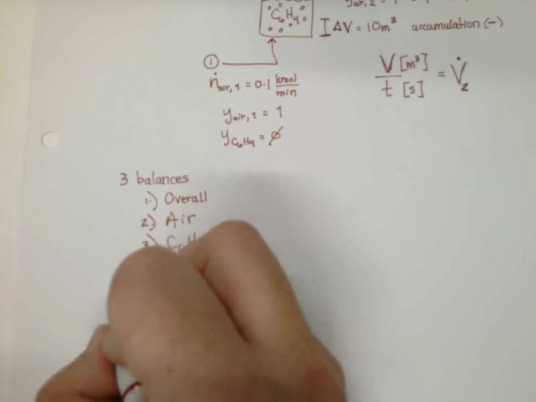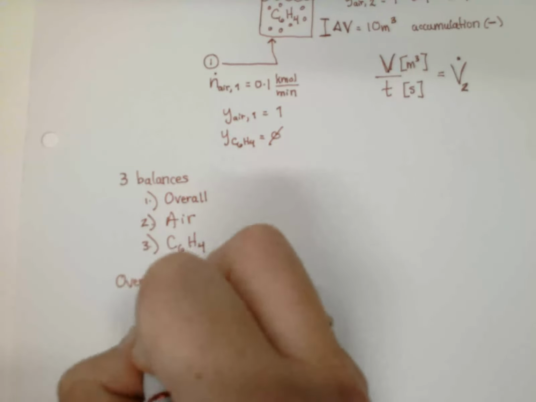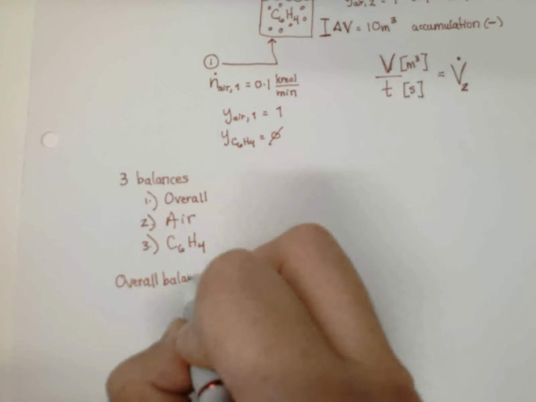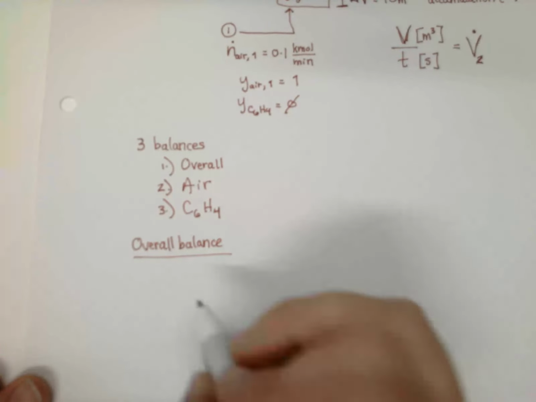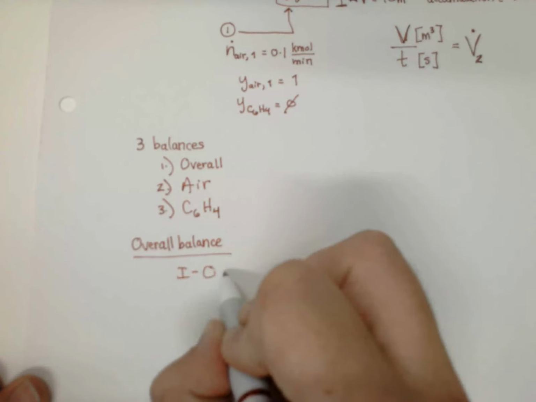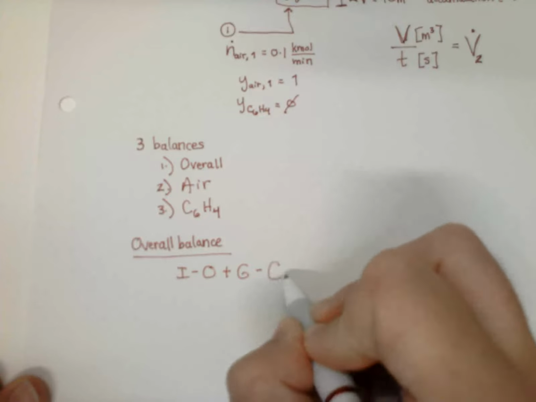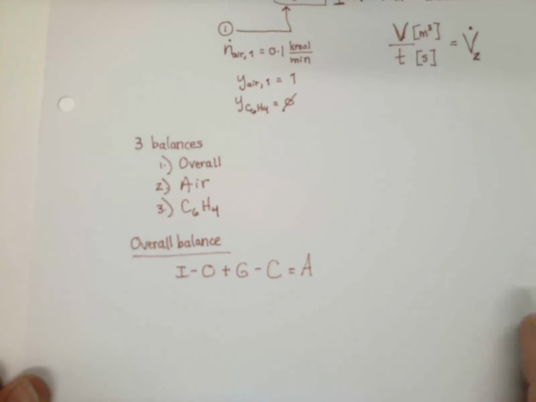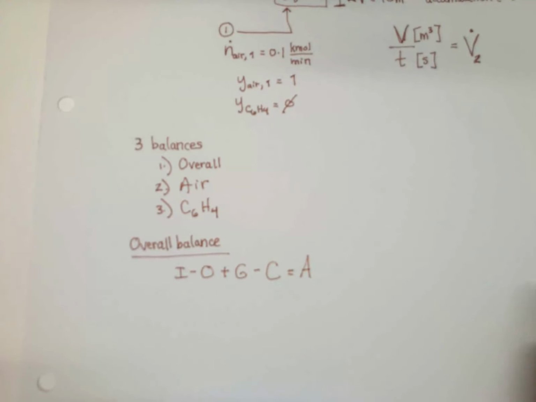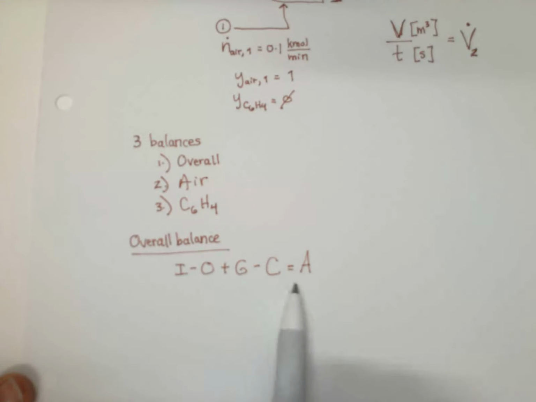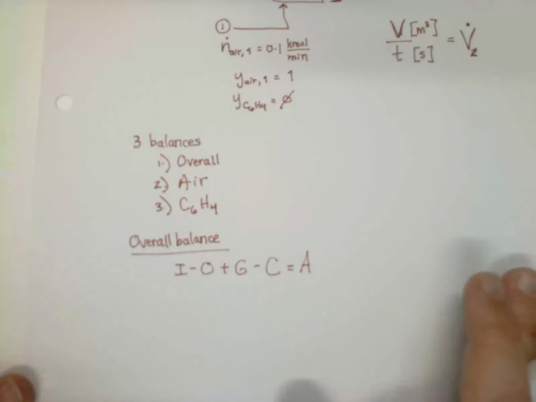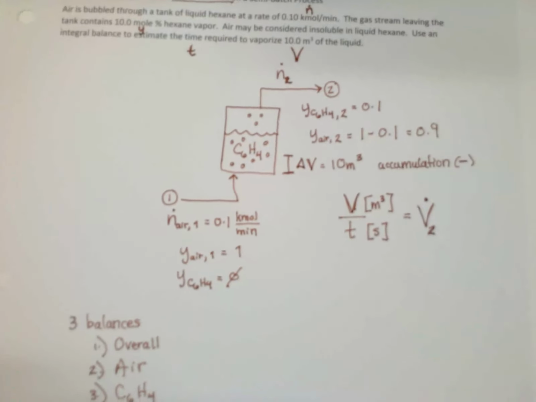So let's do that. Let's write the overall balance. Okay, so look at the overall system. We always start with the general balance equation: input minus output plus generation minus consumption equals accumulation. Now here's where things start to get a little bit tricky in this particular problem. When we balance things overall and we balance things by species, different things are going to happen. So let's go look at the overall system.